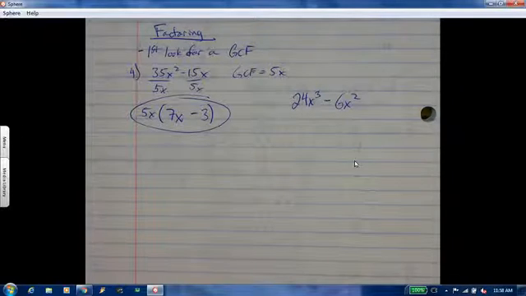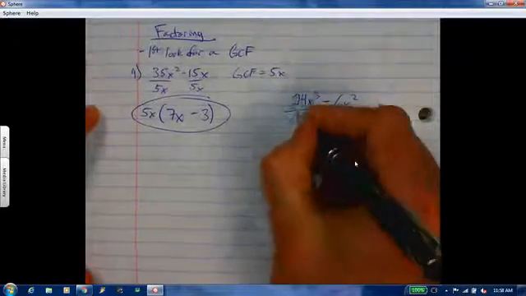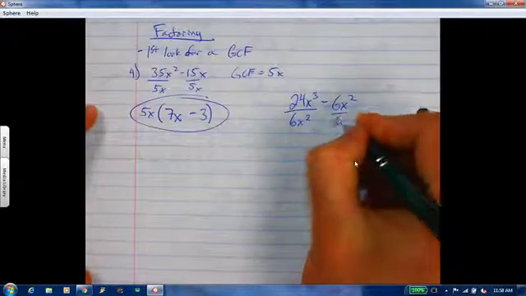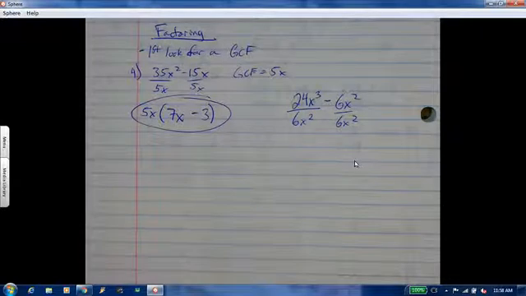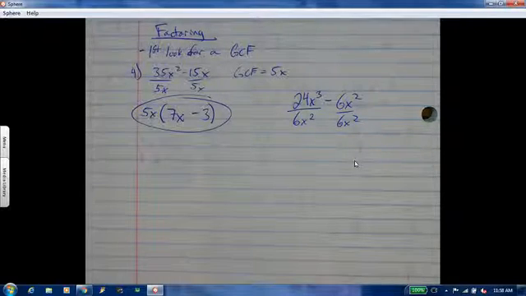Oh, I should have made this another 7. Is your greatest common factor 6x squared? It should be divided by 6x squared. Don't just leave it off when you divide something by itself.